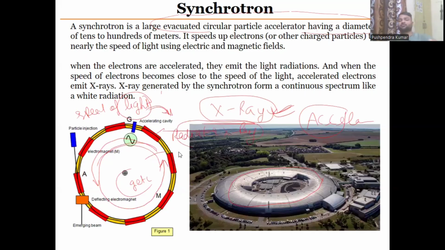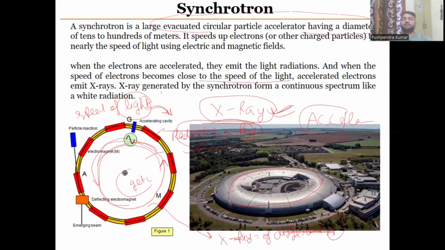As the electrons' kinetic energy increases, they radiate the X-rays. When the electrons are accelerated, they emit light radiations, and when the speed of the electron becomes close to the speed of light, accelerated electrons emit X-rays. But since the electrons' kinetic energy is continuously increasing, the electrons emit X-rays of different wavelengths.